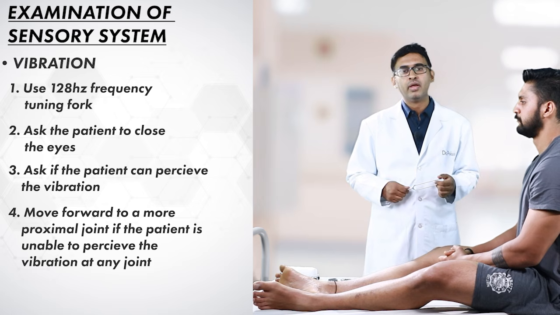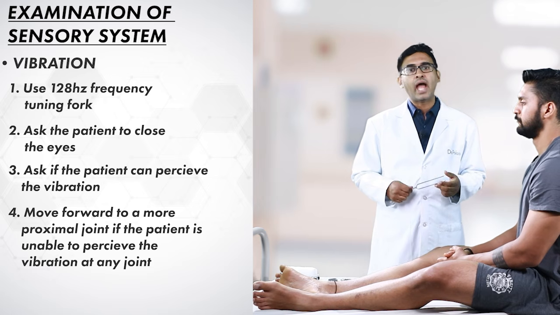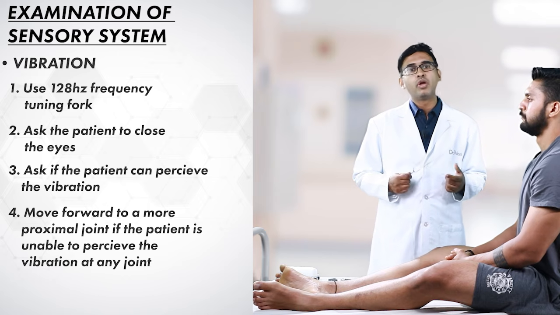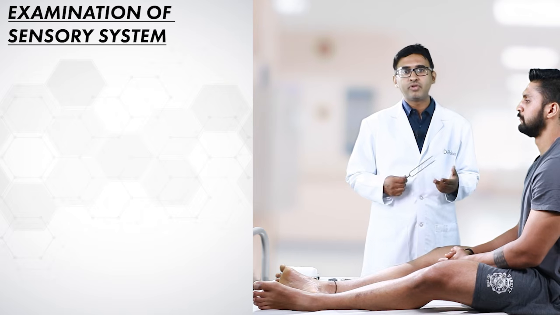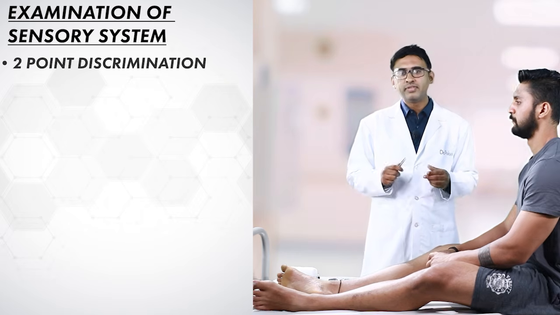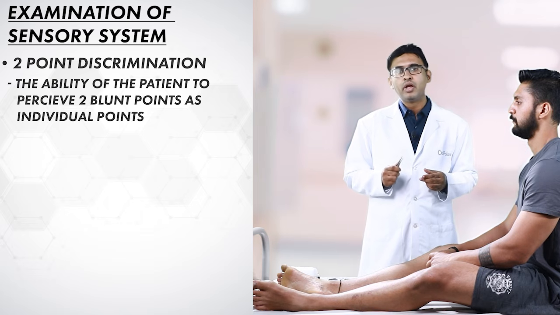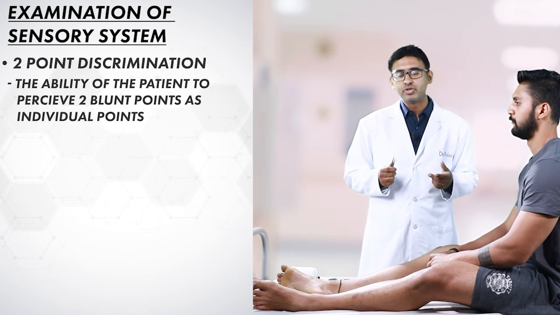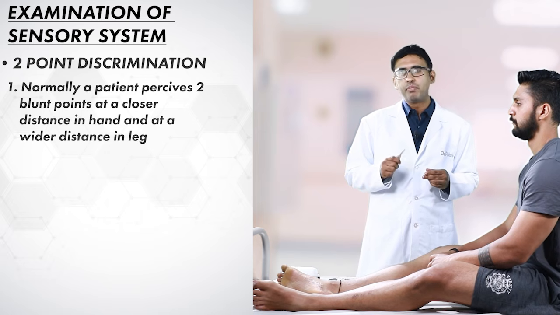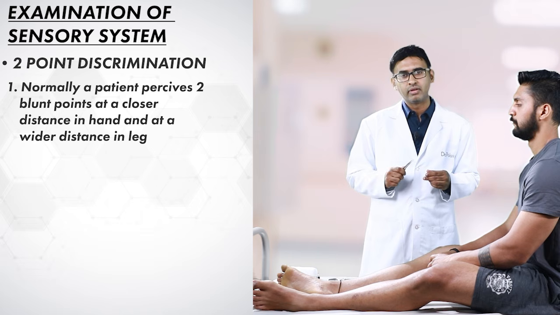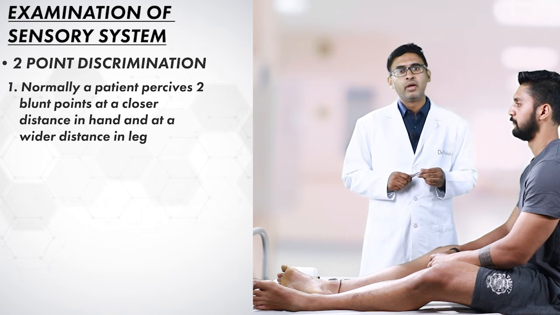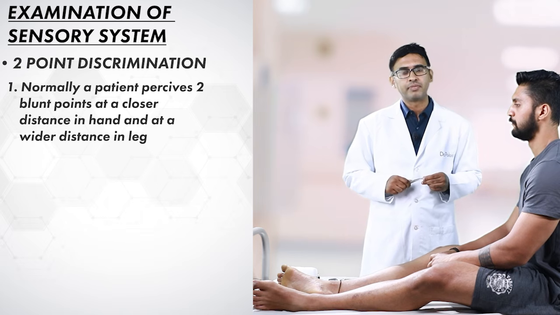the test again. If the above mentioned tests are normal and you suspect a cortical lesion, the following tests are useful, and these are called cortical sensations. The first cortical sensation that I'm going to check is called 2-point discrimination. This is the ability of a patient to perceive two blunt points as individual points. Normally, the patient can perceive two blunt points at a closer distance in the hand, whereas the distance widens as you test the leg. This is how I'm going to test for 2-point discrimination.